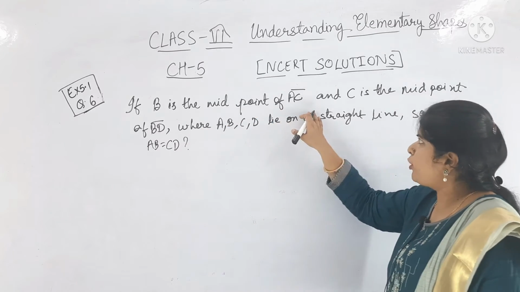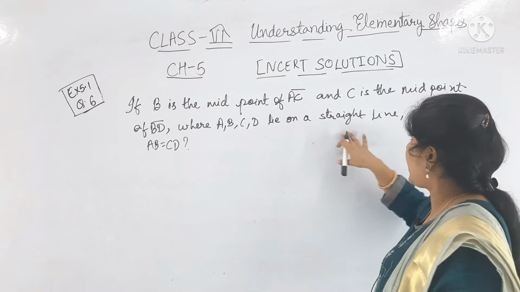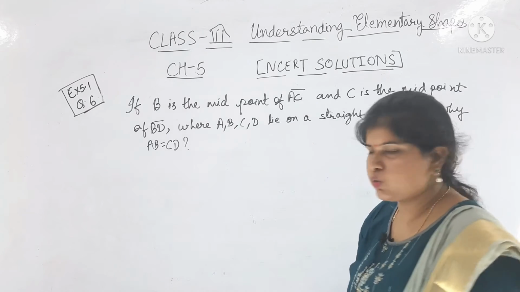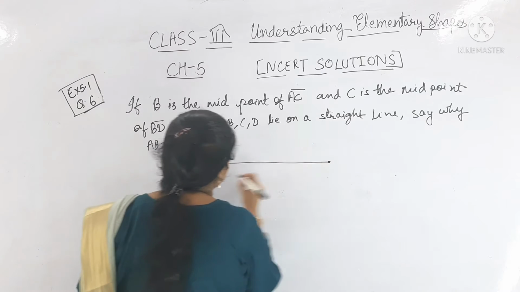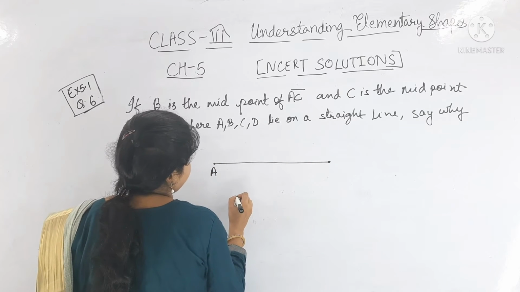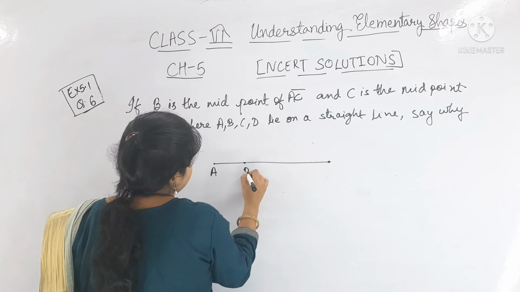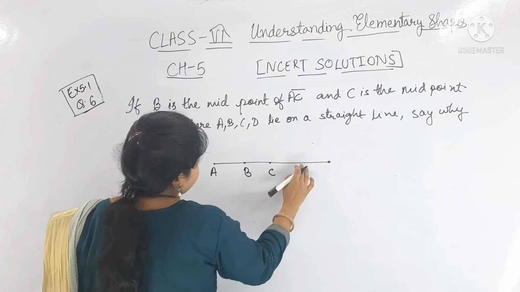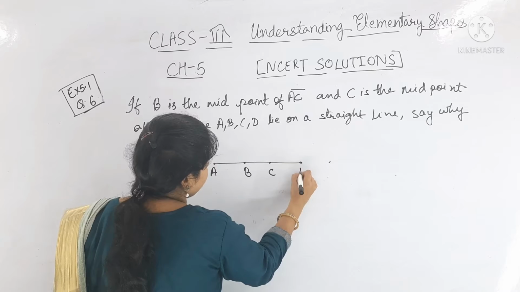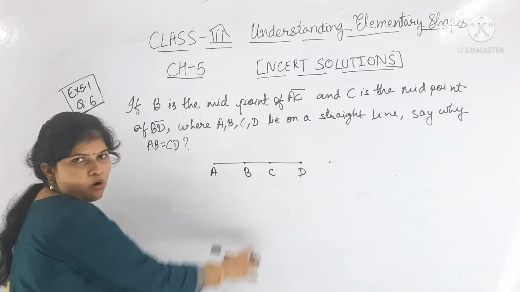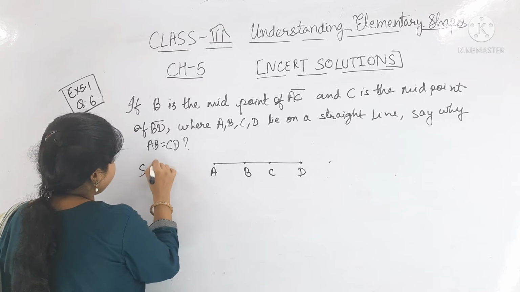If B is the midpoint of AC and C is the midpoint of BD, it is given, where A, B, C, D lie on a straight line. Say why AB equal to CD. So here you can see that like this you have to place. B is the midpoint of AC, and C is the midpoint of BD. So according to the question I draw this line segment.